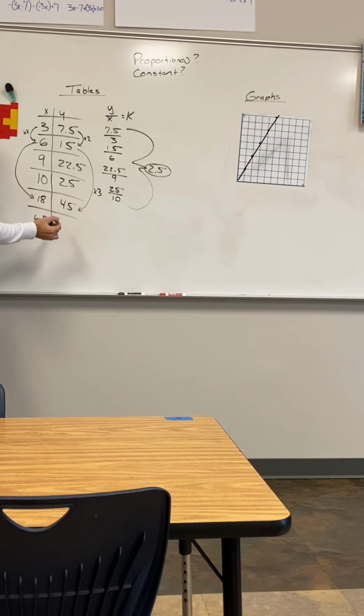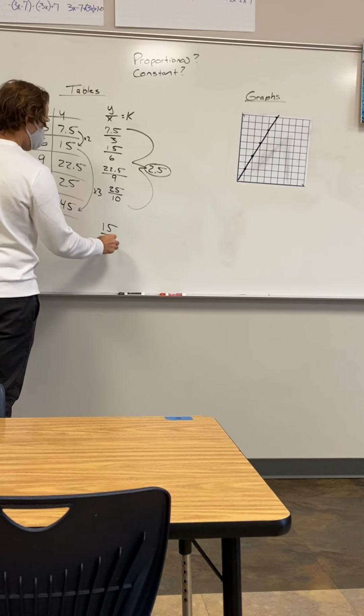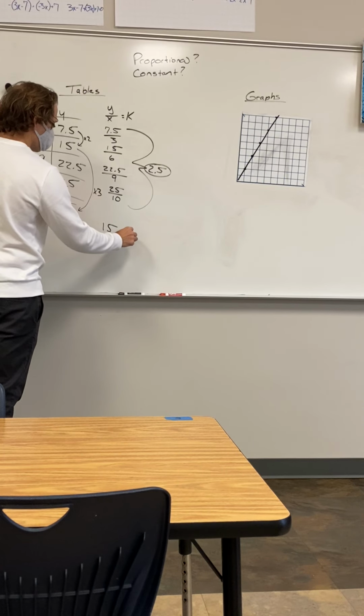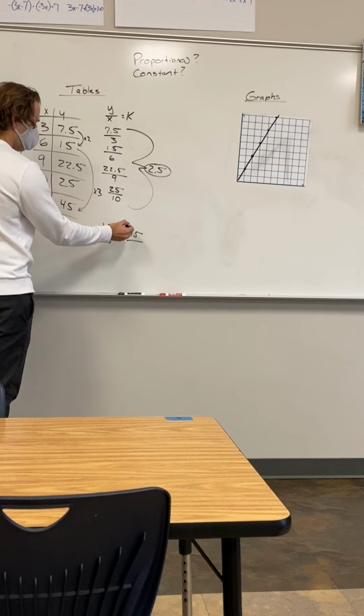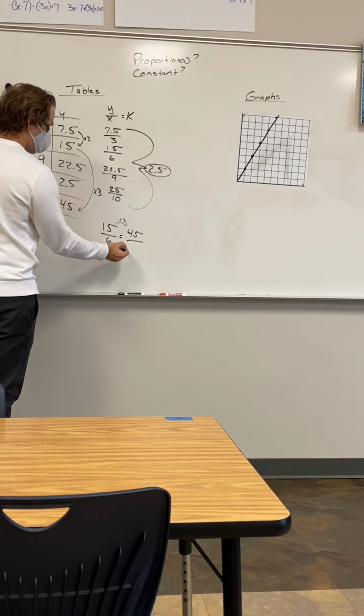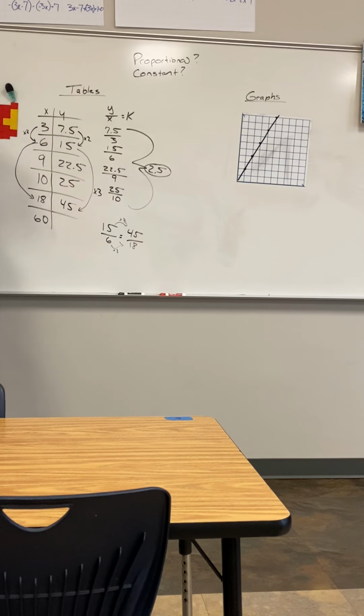18. And you're thinking about this as equivalent ratios. So 15 over 6, y over x, is equal to 45 over what? Well, this is multiplied by 3, and this is multiplied by 3. 18. So we're just looking at this as how do I create an equivalent ratio, or really an equivalent fraction, okay?